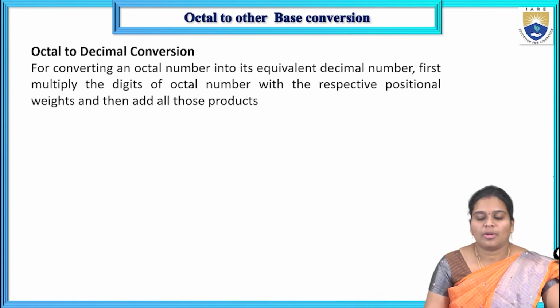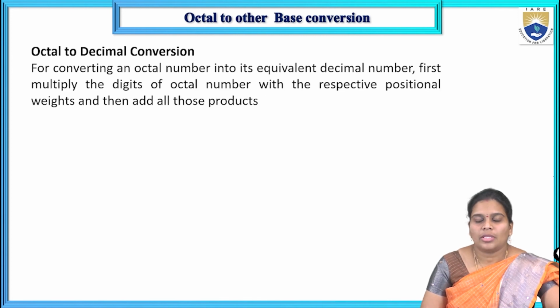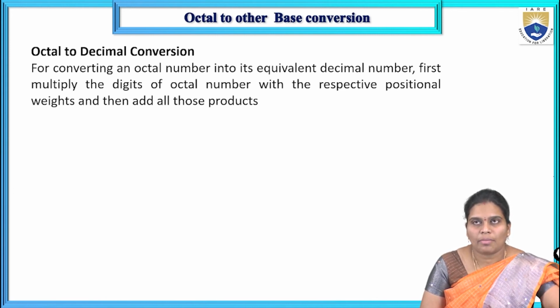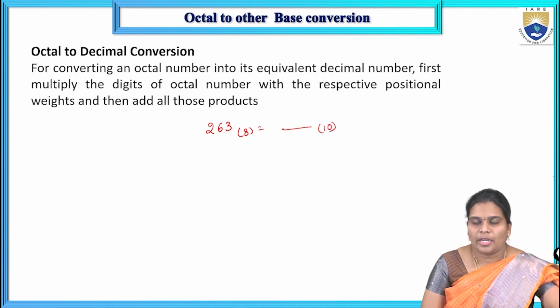Next one is octal to decimal conversion. In this octal to decimal conversion, what is the procedure? First, multiplying the digits of the octal number with respect to the positional weights. In this octal number system, the number is 263. Now I want to convert this octal number to decimal. From decimal to the remaining number systems, divide with the base value. From the remaining number systems to decimal, multiply with the base values.